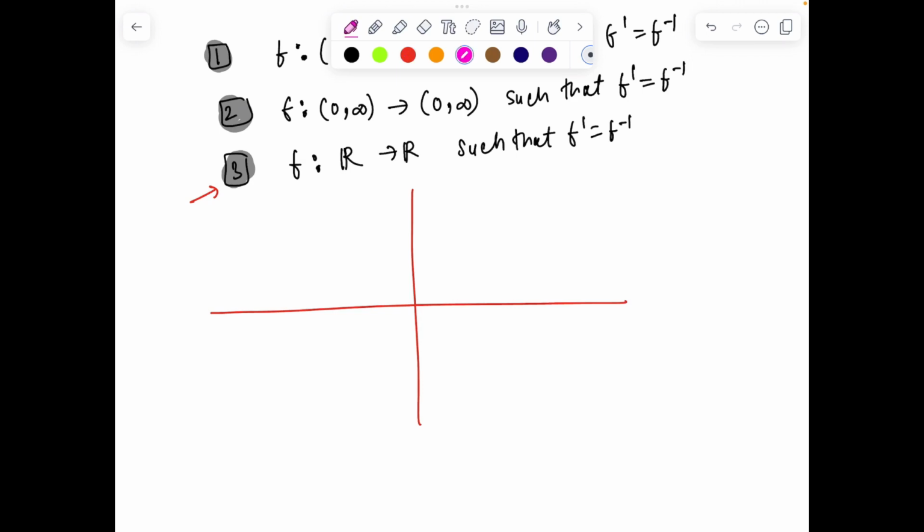Suppose there is a function from R to R such that f dash equals f inverse. Now we know a function from R to R that is continuous and differentiable, and I'm assuming differentiability because f dash is defined, must be monotonic. Okay, because the prime criterion for the inverse to exist is bijectiveness. It must be 1-1. So suppose the function is monotonic, let's take it as strictly increasing.